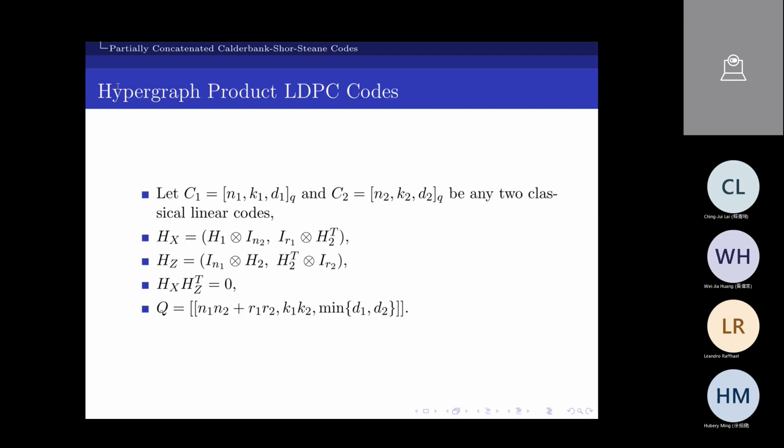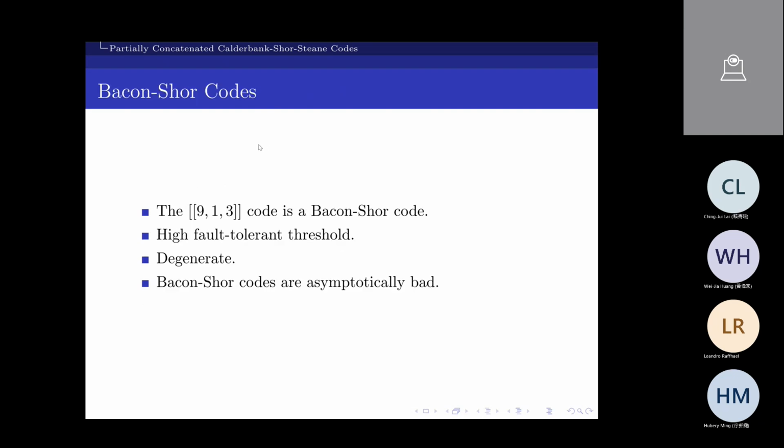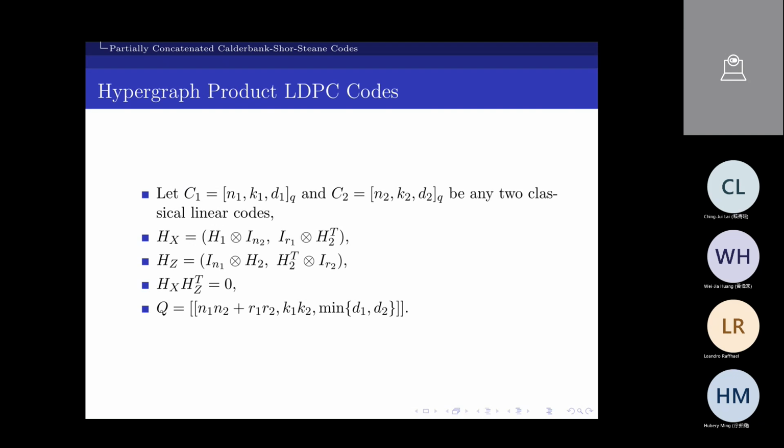Also, we give an introduction about hypergraph product LDPC codes. Such codes were given by Tillich and Zémor. Yes, given by Tillich and Zémor. And the hypergraph product codes have a similar structure to Bacon-Shor codes. Yes, we can see below.